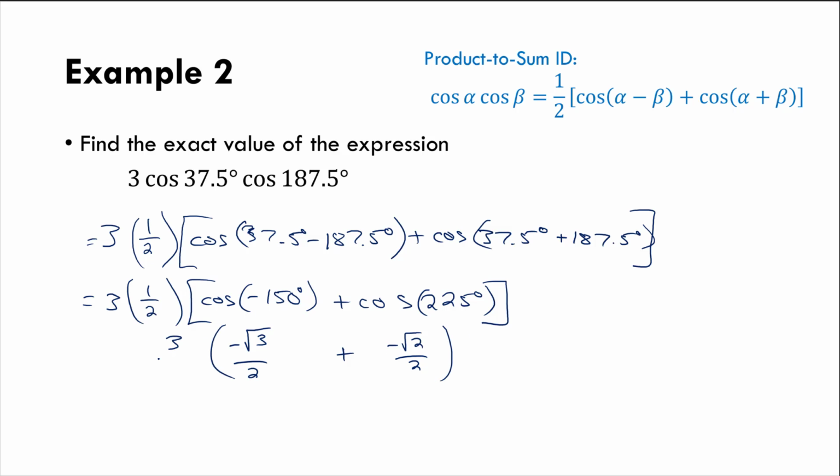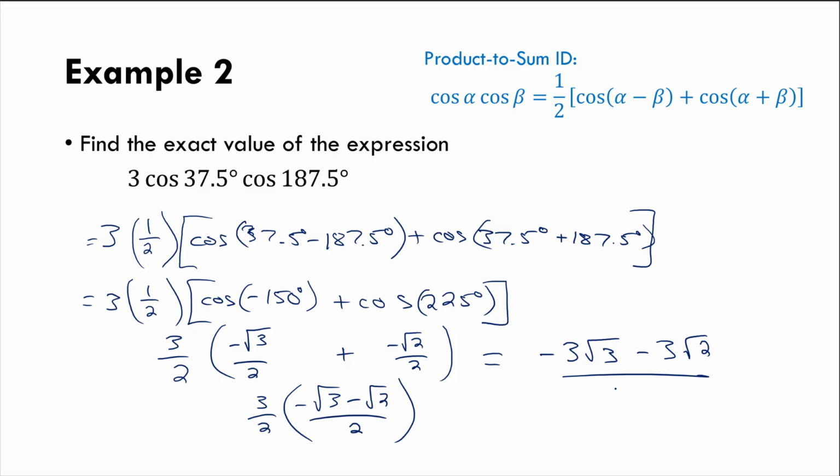Now in my parentheses, we're multiplying that by 3 over 2. So we can go ahead and multiply through. I'll distribute my 3 on top, and then this will be negative root 3 plus or minus root 2 in my numerator, all over 2, times 3 over 2. So this will be negative 3 root 3 minus 3 root 2, all over 2 times 2, which is just 4. So this would be my exact value of this expression.